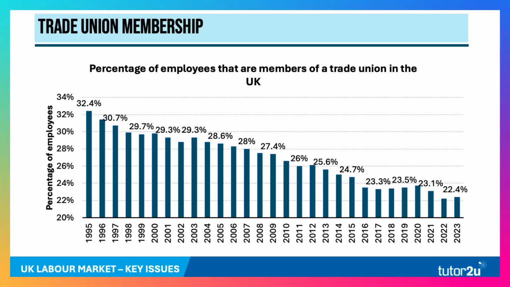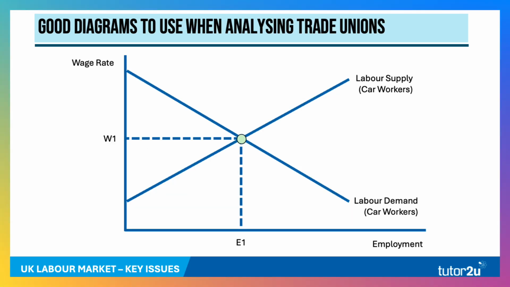And that figure, as you can see, has fallen sharply since 1995, when it was 33%, and all the way back to 1979, when it was over 50%. So the significant majority of people in work in the UK at present are not members of a trade union. So what kind of diagram can we use to analyse trade unions?